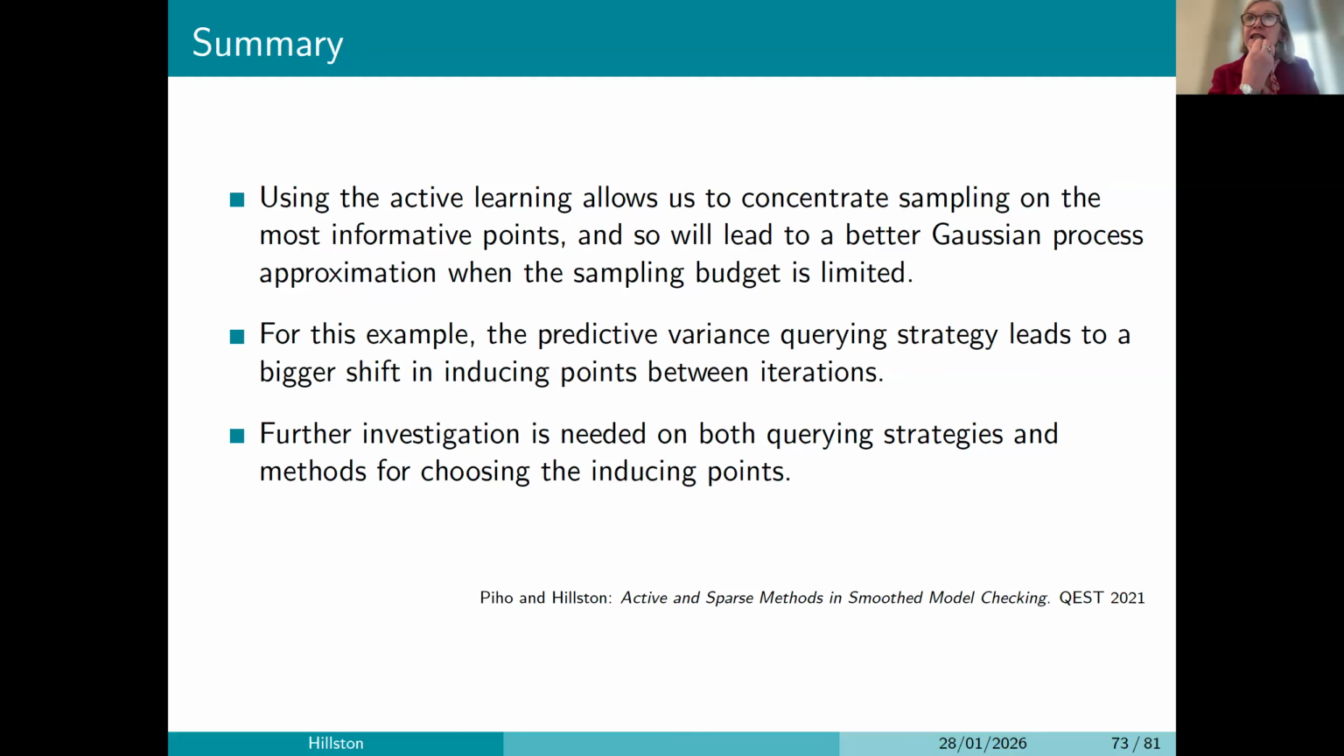So using active learning allows us to concentrate on where we're going to get the most information. This can greatly speed up our statistical model checking and answer questions about these parameterized models.